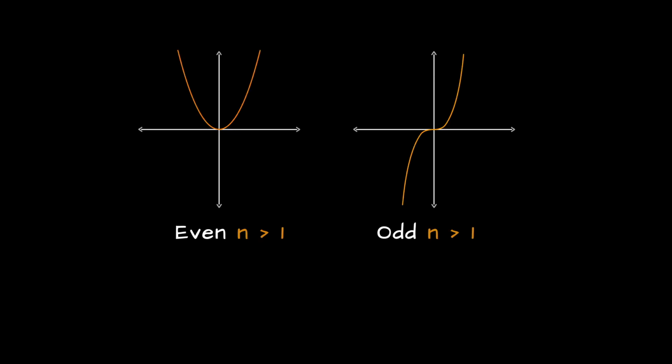So for powers n that are greater than 1, we begin to recognize a pattern here. In fact, there's a clear separation between the case when that power is even and when that power is odd. For even powers of n greater than 1, x to the n has kind of a cup shape, like the parabola x squared. On the other hand, for odd values of n greater than 1, the graph of x to the n has what we might call a saddle shape, like the function x cubed.